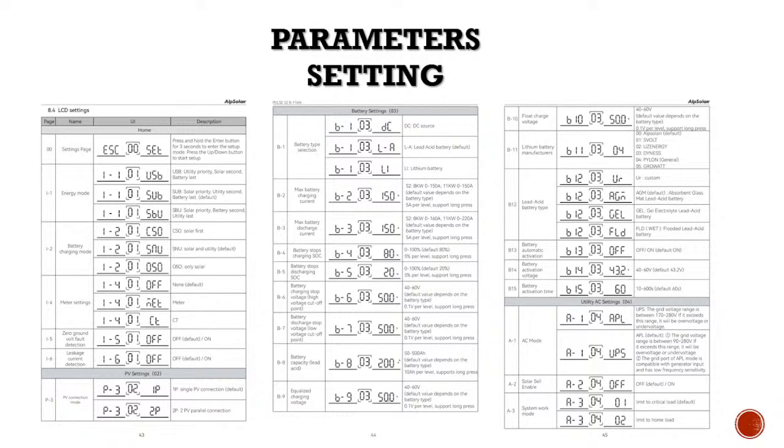For a backup system, you just set the energy mode. You are taking off solar totally, because you are not installing any solar panel.